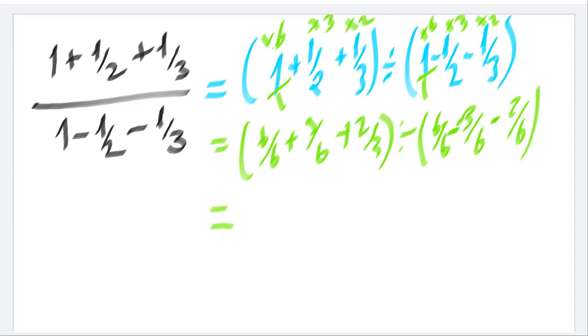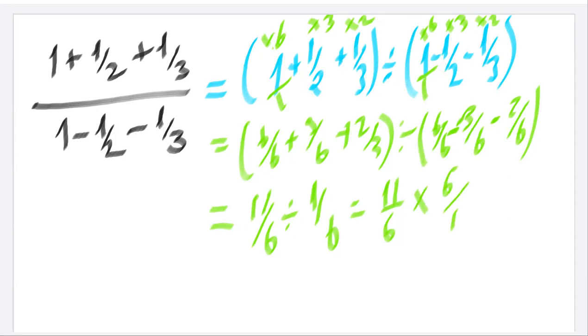So if bottoms are same, we can add the top. So 6 plus 3, 9 plus 2, 11/6 divided by, and the other one we can do same. 6 minus 3, 3 minus 2 is 1. Now we use the division rule, keep first one same, change to multiplication, reverse second fraction and multiply. So before we multiply, it's possible to simplify, make them simple. So we get 11/1, which is 11.